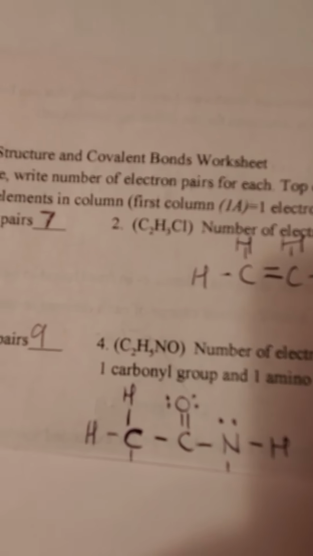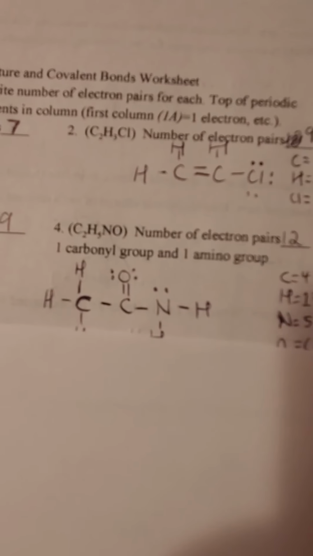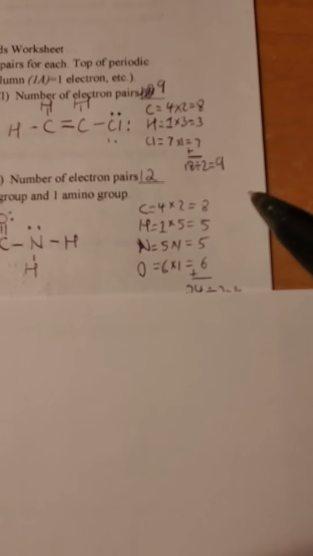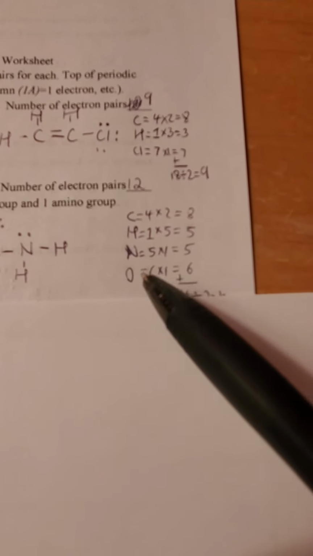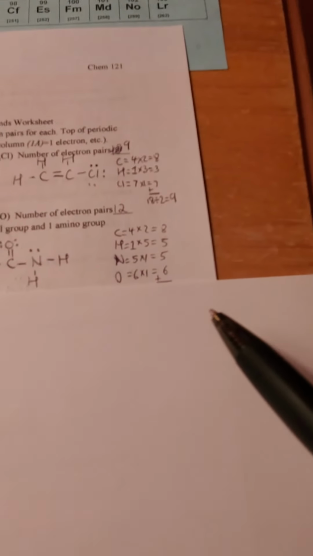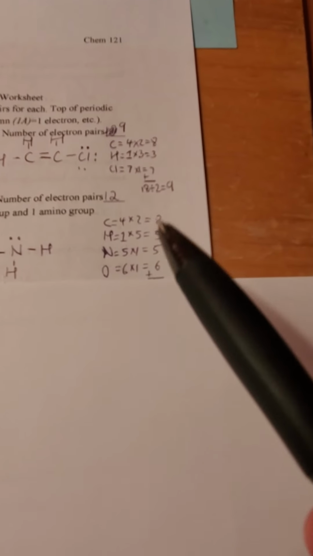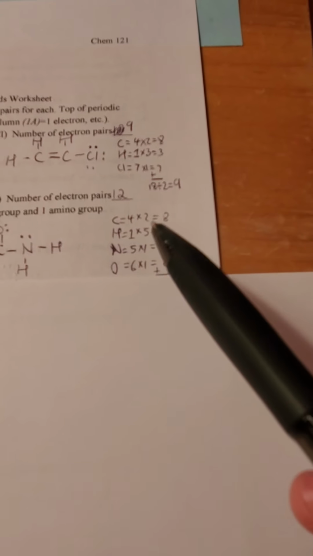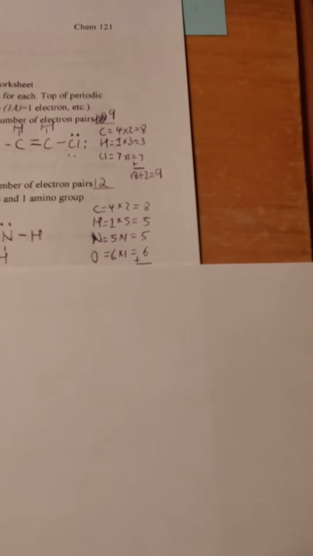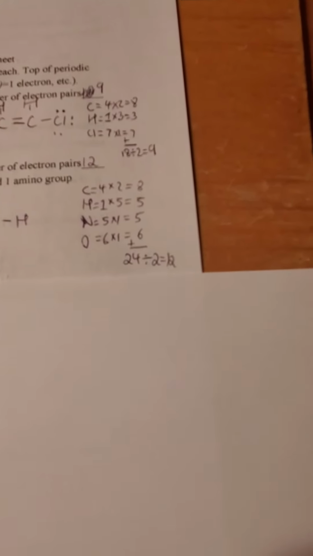Next one. So this guy is C2H5NO. So when we're doing that, we get a carbon, a hydrogen, a nitrogen, and an oxygen. Carbon's 4, hydrogen is 1, nitrogen is 5, oxygen is 6, as we know. So then there's 2 carbons, 5 hydrogens, 1 nitrogen and 1 oxygen. We add them up together, we get 24, divided by 2 is 12.